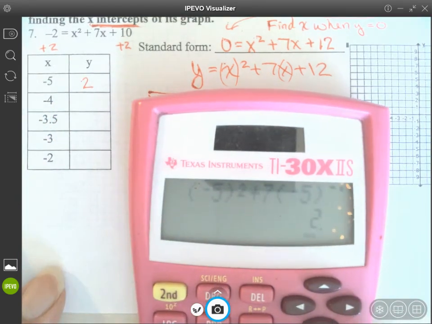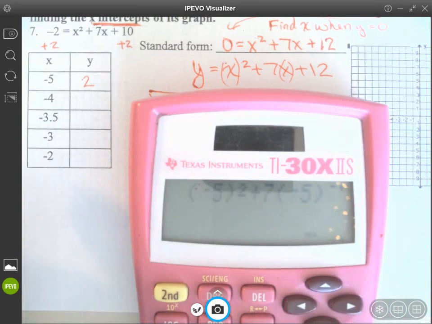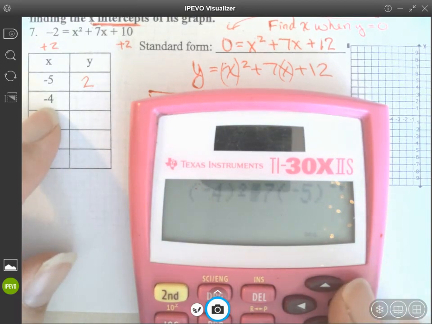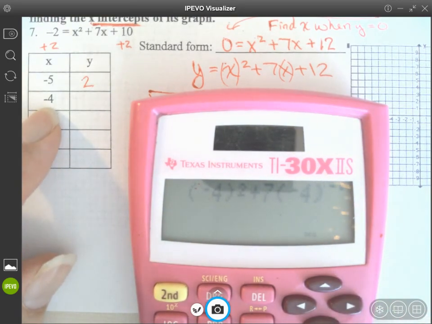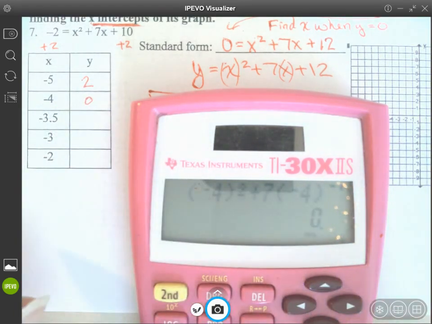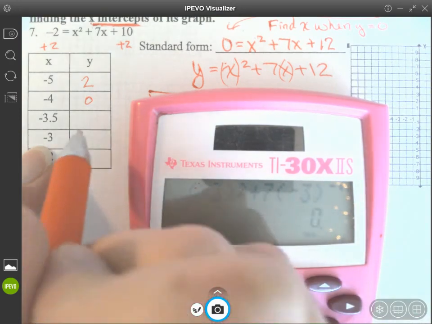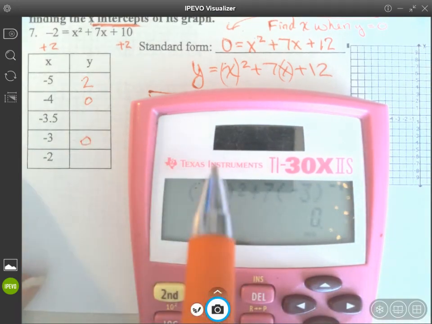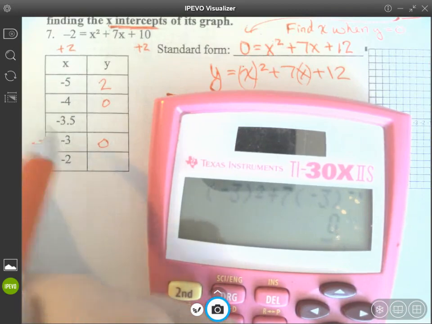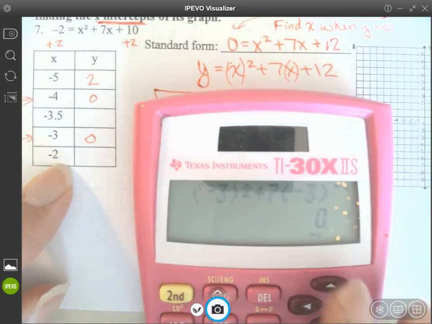That's my first point. Now, to save myself time, I'm going to arrow back up and change out with the -4. And I get out 0. Okay, now I'm going to come back to this. I'm going to jump to the -3 because I don't have to change much. And I get 0. If you think about it, isn't that what I wanted? I wanted the x value when y was 0. Okay, I still need my -2.